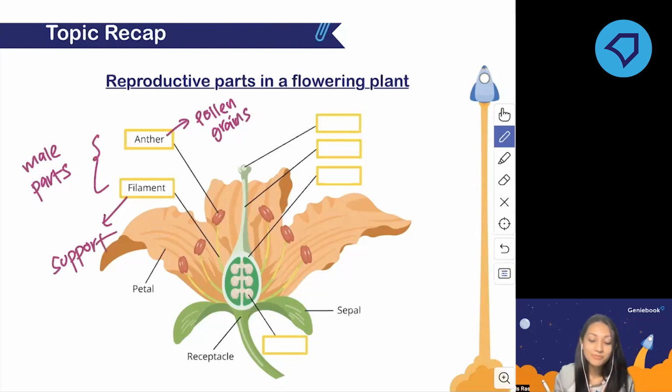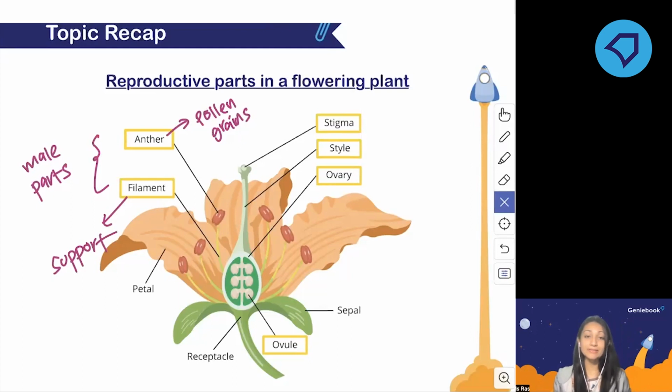Now let's move on to the female parts. Let's see who can tell me the female parts. Stigma, style, ovary, ovule. Wow, very fast. So for both plants and humans, females usually tend to be a bit more complicated, with a bit more number of parts involved. So please remember to write out the correct spelling.